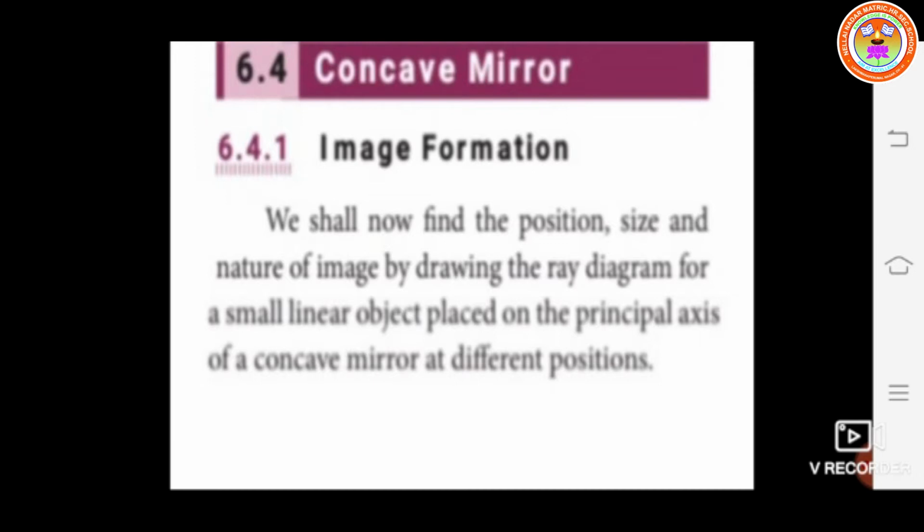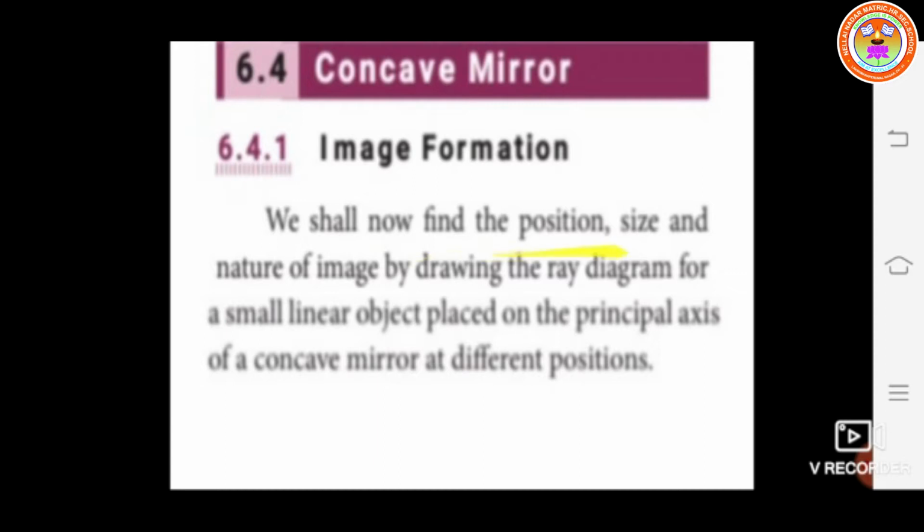So concave mirror means the reflecting surface of the mirror is the inverse of the sphere, and it is also focused towards the center of the sphere. This type of mirror is called a concave mirror. In this video we are going to discuss how images are formed in a concave mirror.